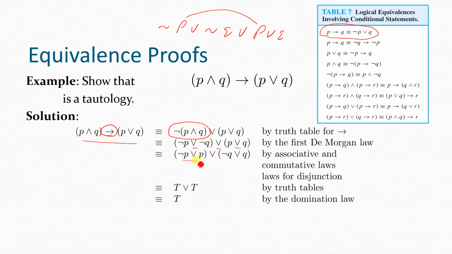Now negation P or P is always true. Negation Q or Q is also always true. So true or true is true. This is how we prove that this proposition is always true, and this shows that this proposition is a tautology.